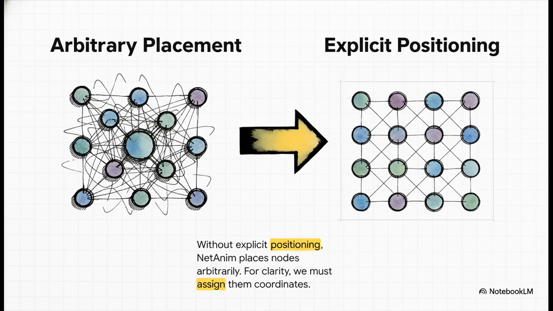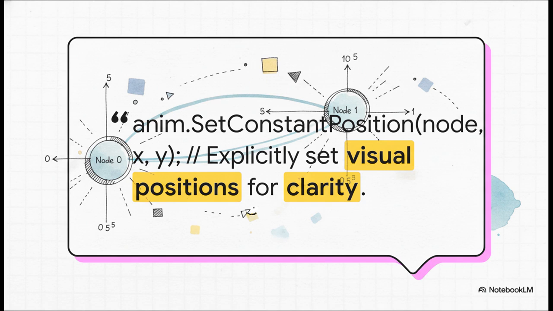Okay, there's one last little thing we should do to make our animation look good. It's like blocking in a play. If we don't tell our actors where to stand, they'll just show up in random spots on the stage. For a nice, clean picture, we need to give them specific positions. So we use this handy function, setConstantPosition, to nail down exactly where each node goes. Here you can see we're putting our first node at the coordinates 0, 5, and the second one over at 10, 5. It's a really simple step, but it's so important because it means our network layout will be clean and predictable every single time we watch the animation.